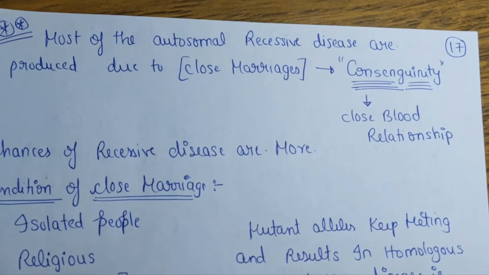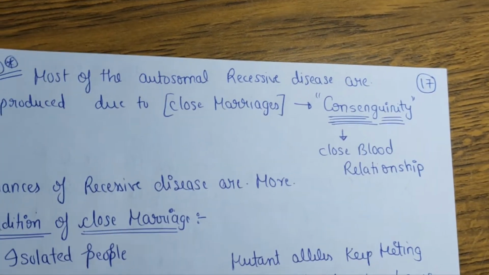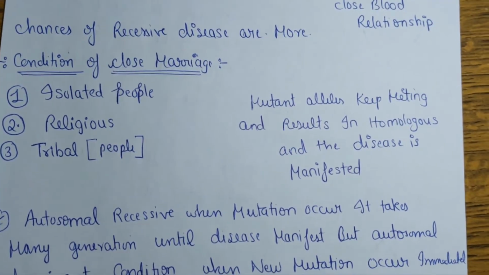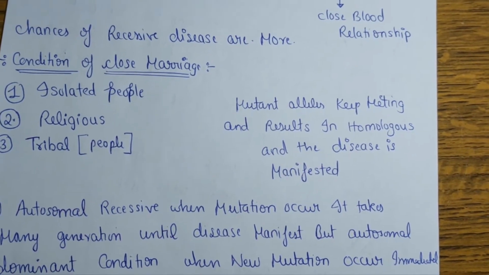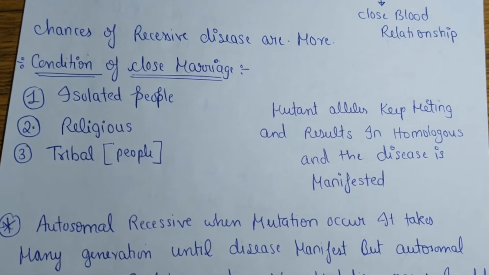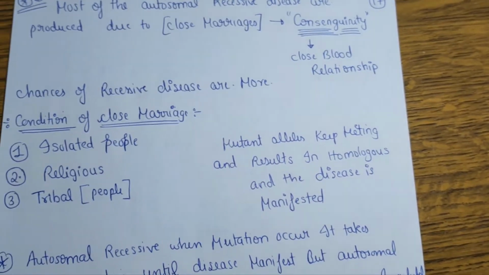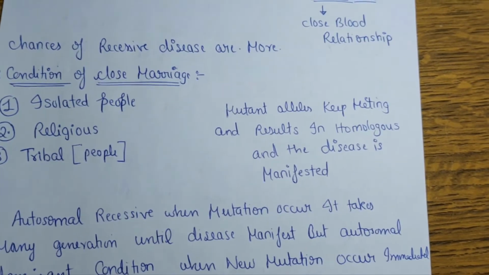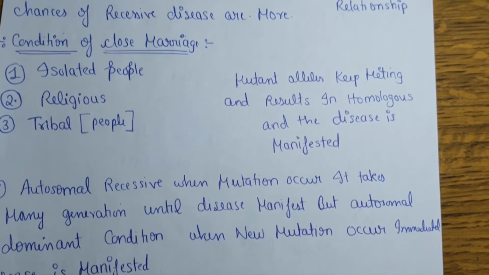Most of the autosomal recessive diseases are produced due to close marriages, which is called consanguinity. The chance of autosomal recessive disease increases if there are close marriages in isolated people, in religious people, for example Ashkenazi Jews who will marry among themselves only, and among tribal people because they are located at a very high altitude and they don't want to go to different places to get married.